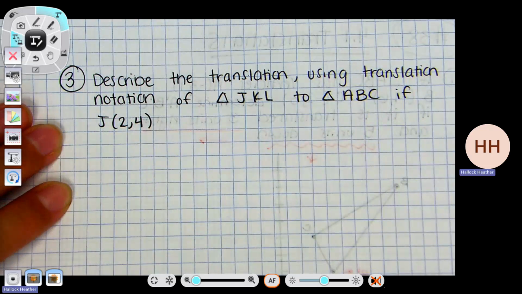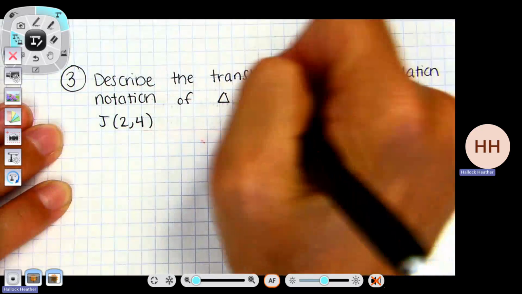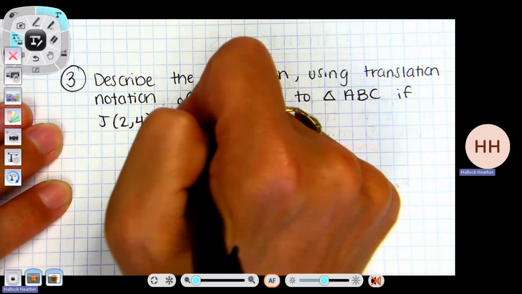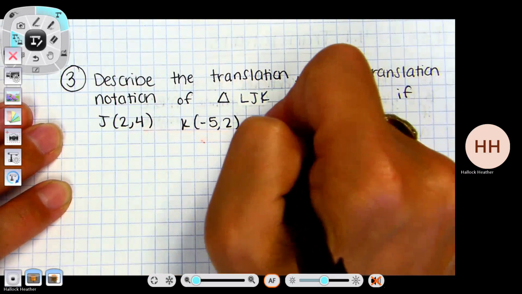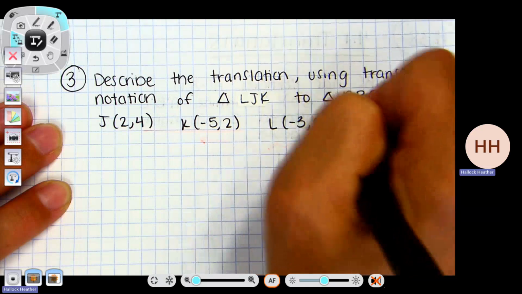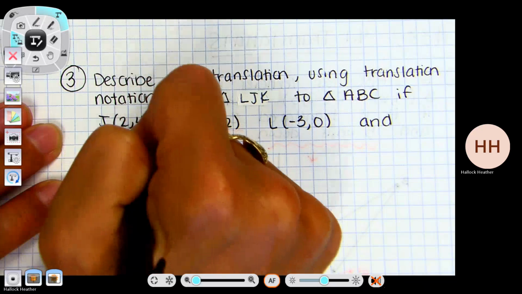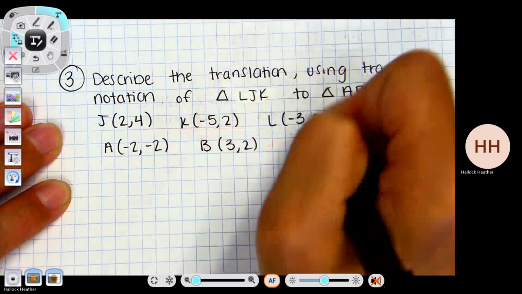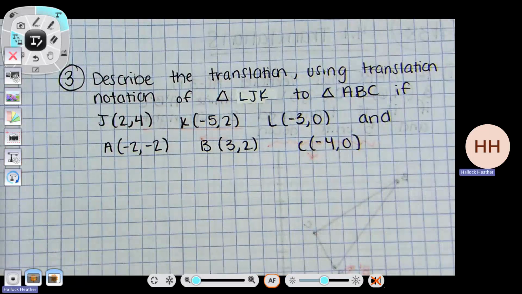Hold on, I messed up. It's not JKL, because that would make sense. Tell JK. I want to do it out of order because a lot of people think it has to be in order for the alphabet. It doesn't necessarily need to be in order. 2, L, it's -3, 0. So the letters can be in order and they can be out of order. So don't get freaked out about that.